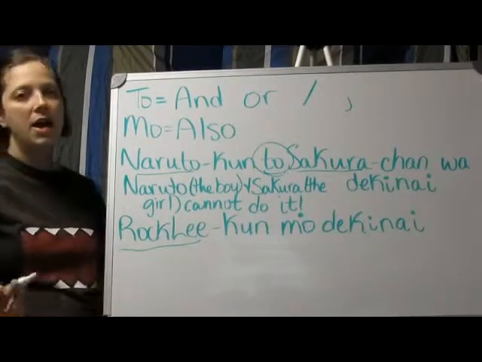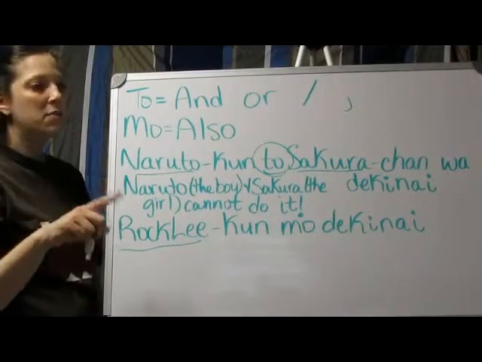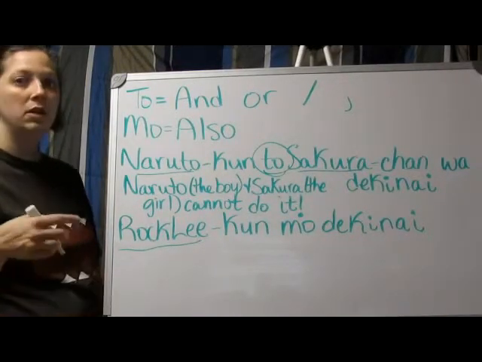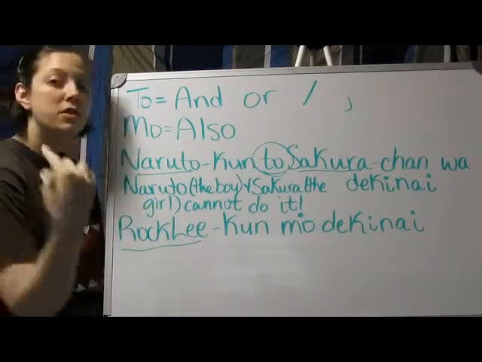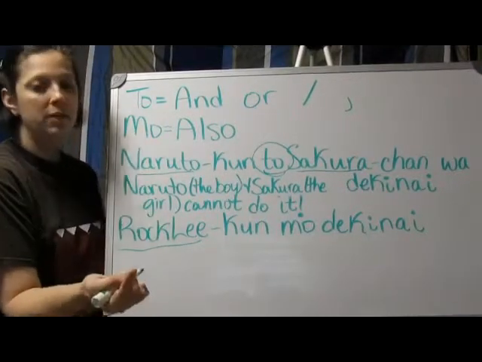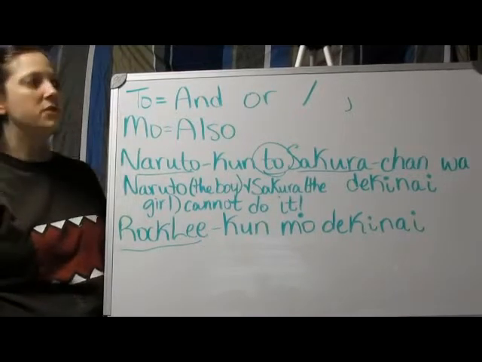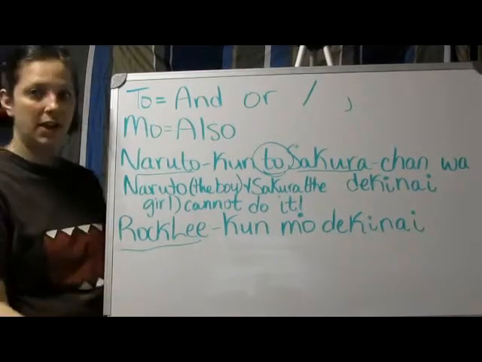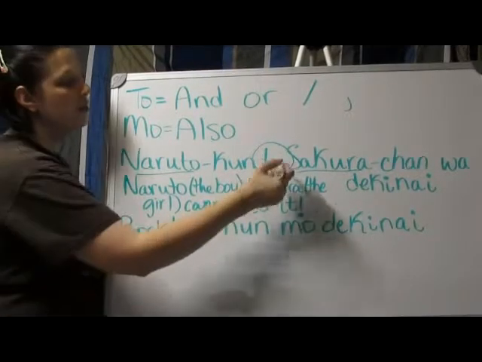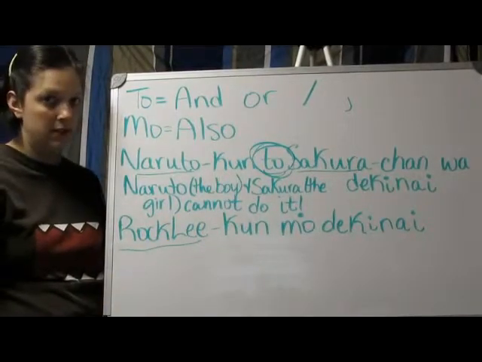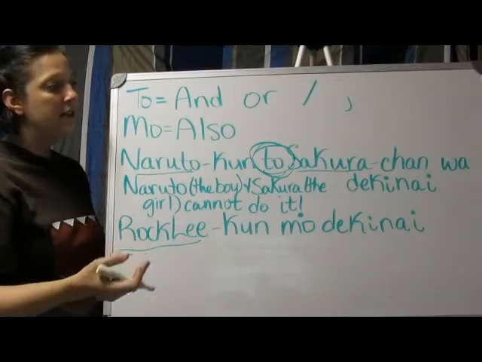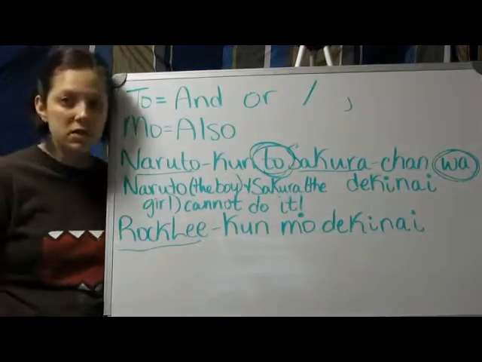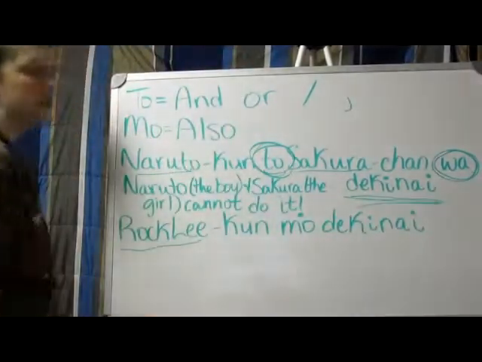If I were to say my brother Curtis and I and my friend Christina cannot do something, I would say Curtis-kun to Stina-chan, because even though she's older, we're like really super close and everything. So I would say Stina-chan to watashi wa dekinai. Basically, you just put to between each person, and watashi is obviously I, and then you gotta have the particle wa after it to indicate that they are the topic of your sentence, and then dekinai for cannot do it.